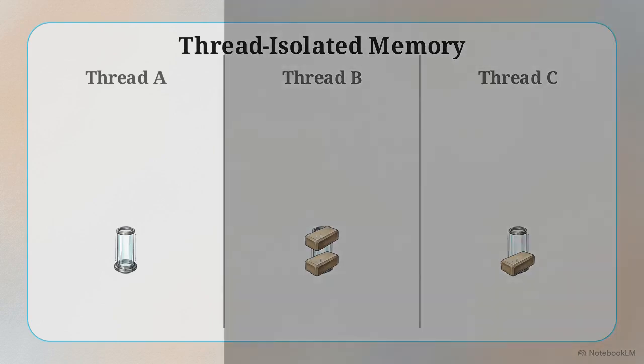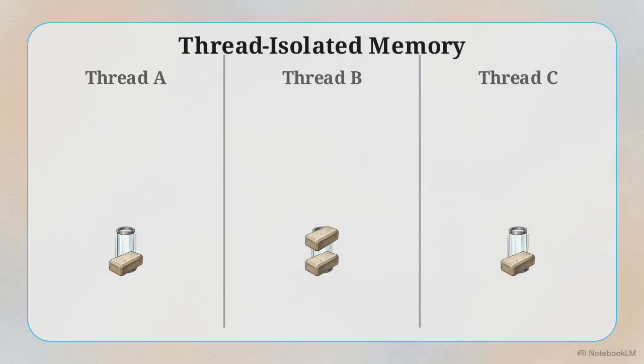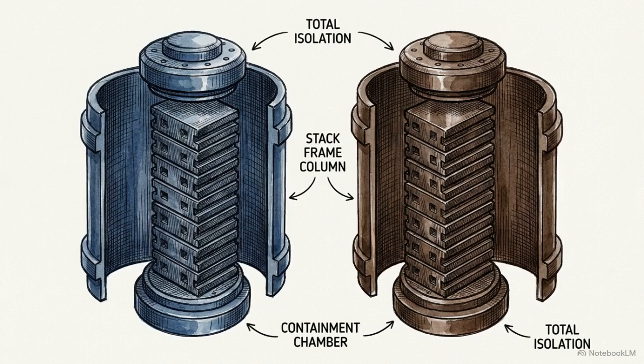Crossing into the restricted thread-isolated memory, we see distinct lanes for concurrent threads. Each active thread gets a private thread stack. Invoking a method pushes a new stack frame block onto the stack. When finished, that frame is instantly popped off and destroyed. If a second thread is running simultaneously, it has a completely separate, inaccessible stack of its own. Data cannot leak between them.